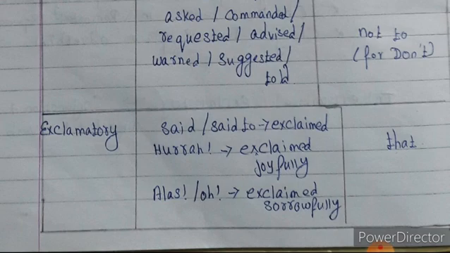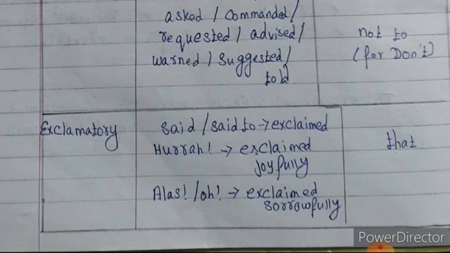And the next is the exclamatory. The fourth type of sentence is exclamatory. If it is mentioned as said to or said, you have to write the reporting verb as exclaimed. If it is mentioned as hurrah, you can write as exclaimed joyfully. And if alas or how is given, you can represent the reporting verb as exclaimed sorrowfully. And for the exclamatory sentence, you have to use the conjunction as that.